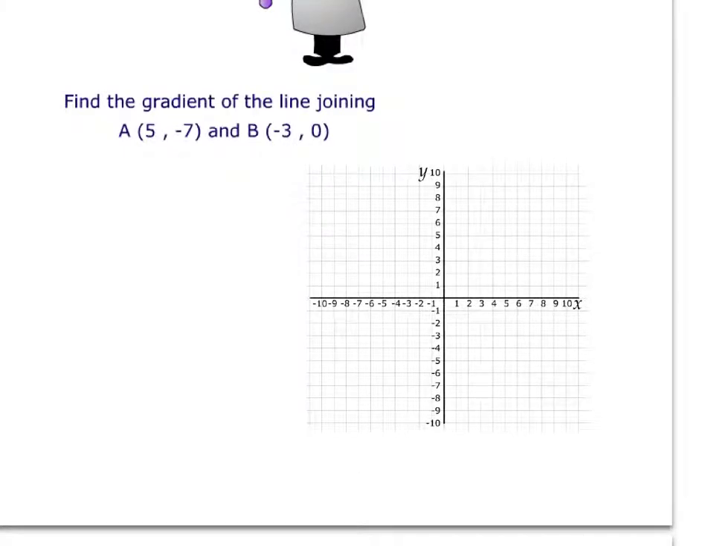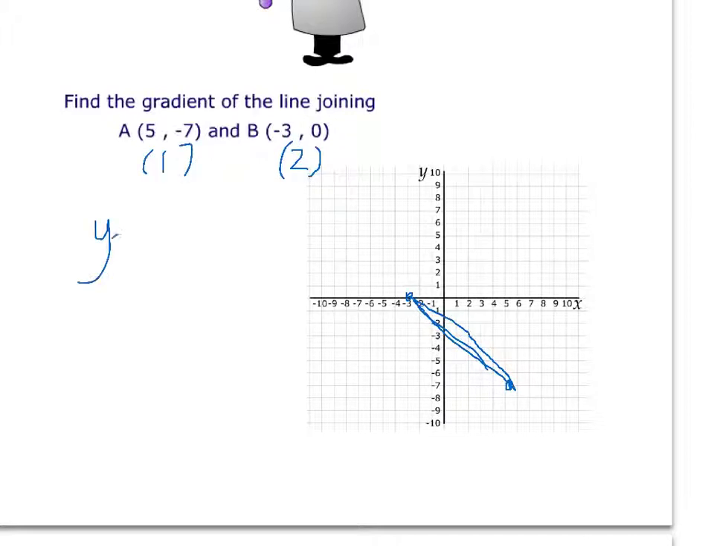So let's just have a look at a quick example. Find the gradient of the line joining (5, -7) and (-3, 0). So plot these. There's those 2 points, and we're asked to find the gradient of that line. Now, as I said, it's a good idea to label which one you're going to do as number 2 and number 1. So I'm going to do this as number 2 and this is number 1.